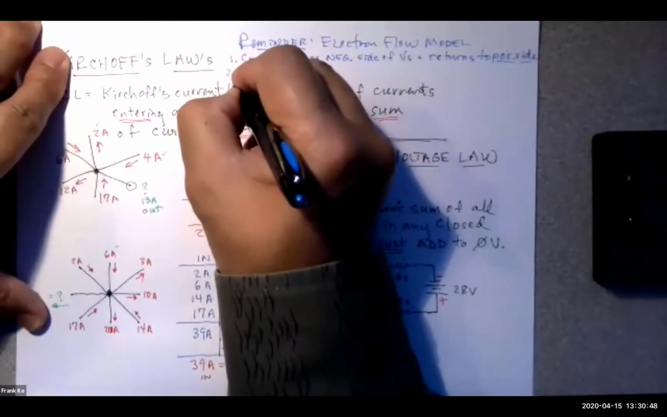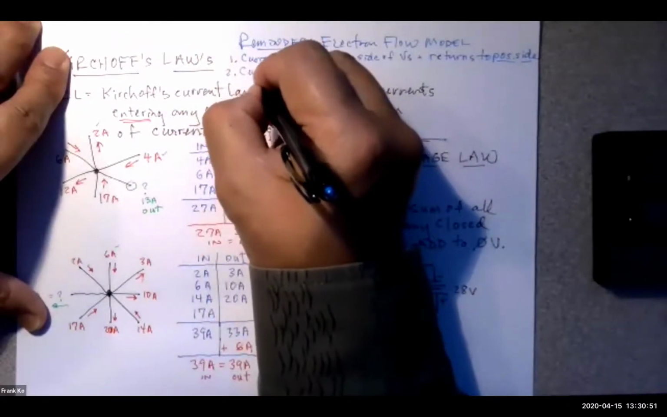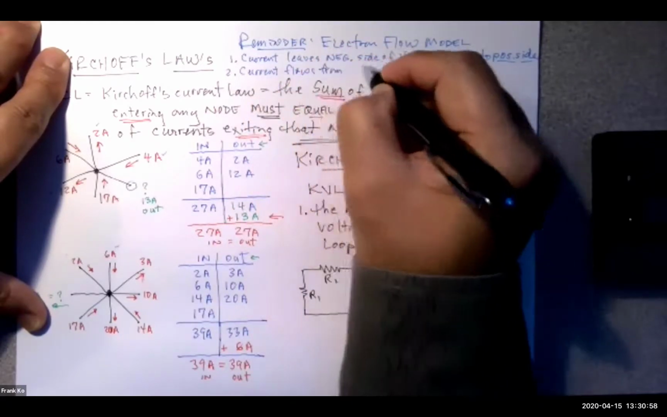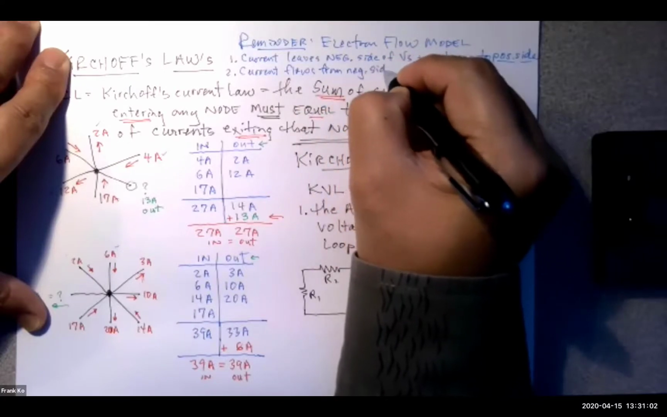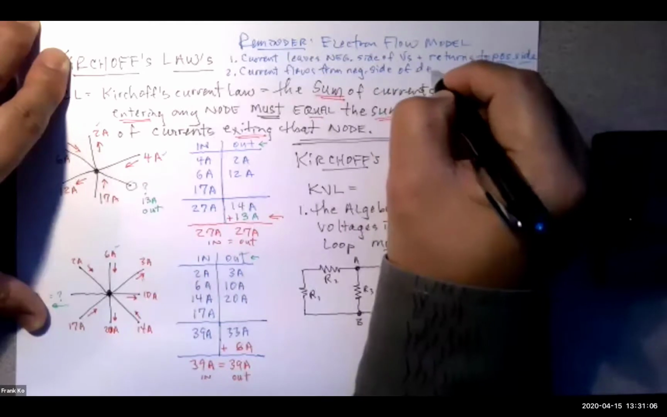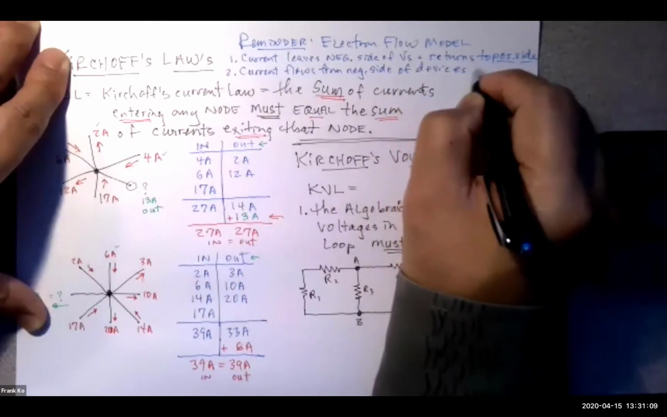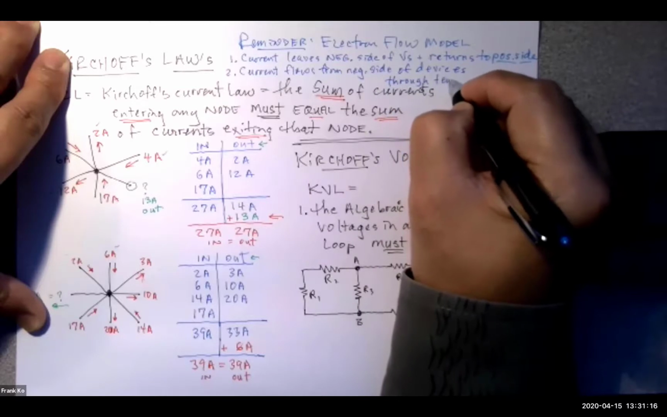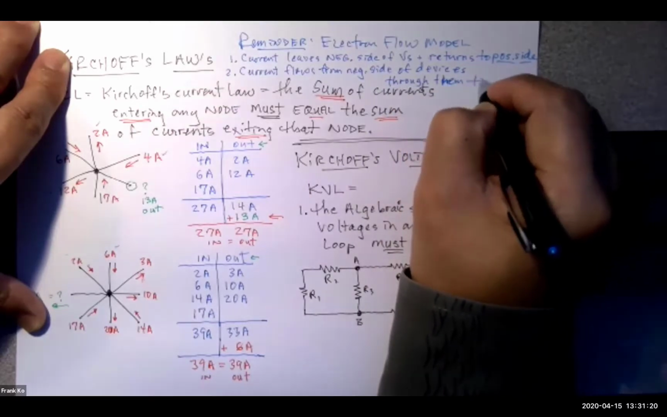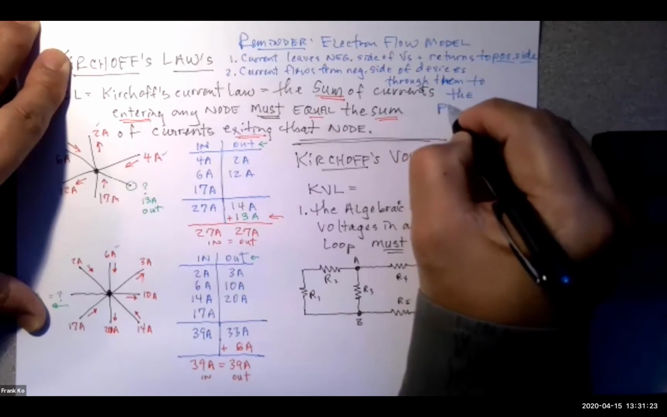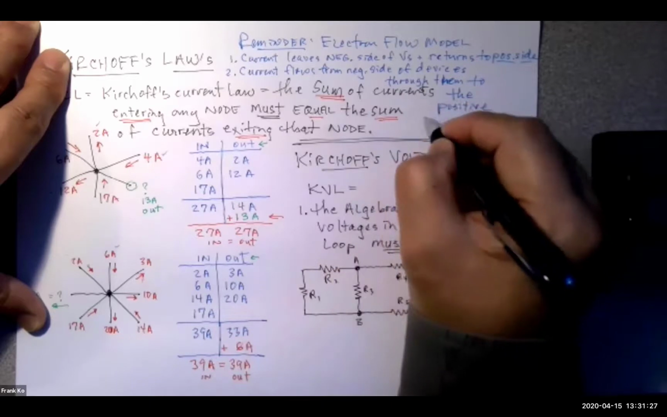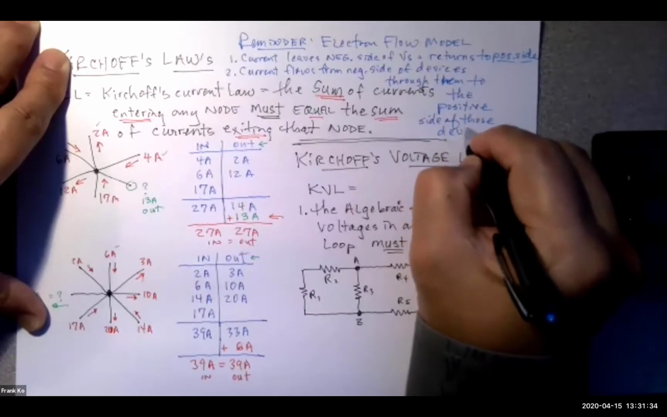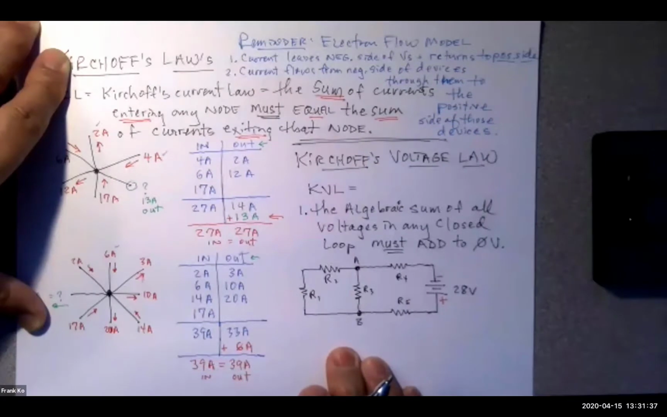The second consideration is this. Current flows from the negative side of devices through them to the positive side of those devices. So that's a good reminder.